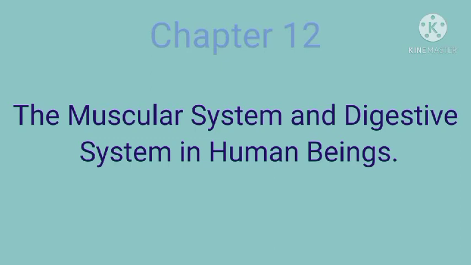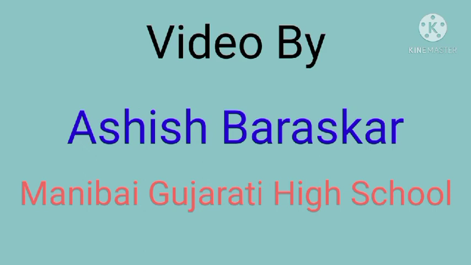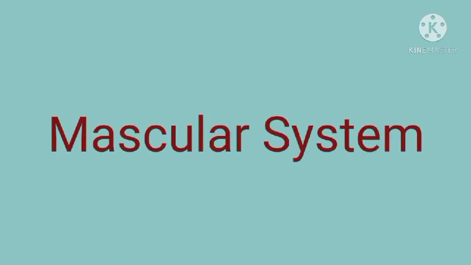Today we are going to start chapter number 12, the muscular system and digestive system in human beings. So today we are going to discuss the muscular system in the human body. There are 600 muscles present in the human body.